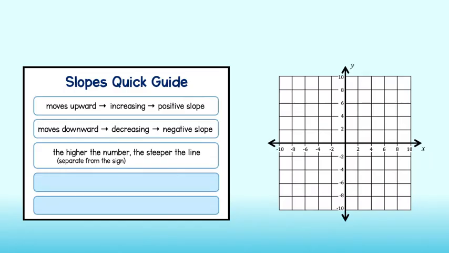To conclude our lesson, we have 2 more types of linear functions to add to our quick guide, and that is a horizontal line and a vertical line. We describe the horizontal line as being constant, and as you see, it has no slant. It therefore has no slope. The slope is 0.